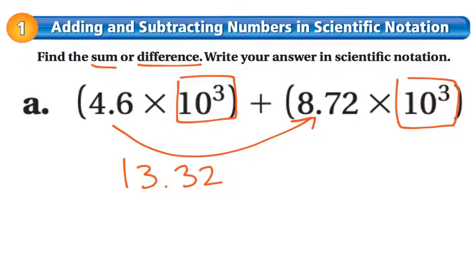Since we added things with the same power, we're going to keep this power, so times 10 to the third power. So far, that's really all there is to it. We took the two decimal values and added them up. Now, there will be some occasions where this will be the end of your problem. Everything will be done, but notice it did say write your answer in scientific notation.